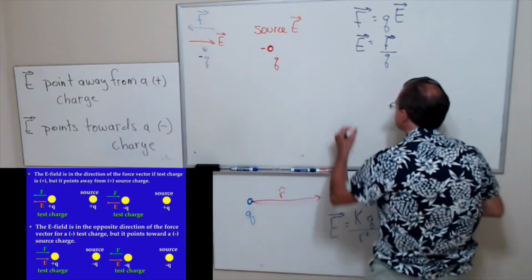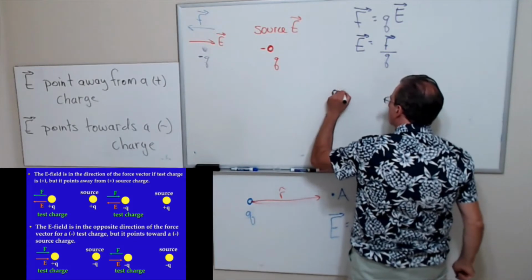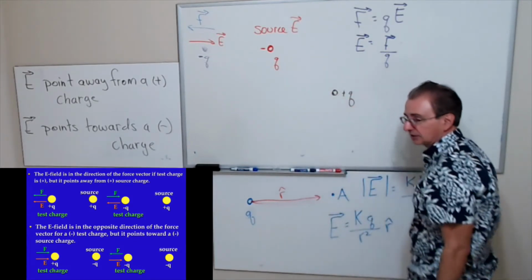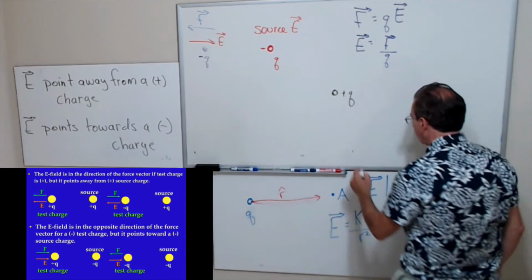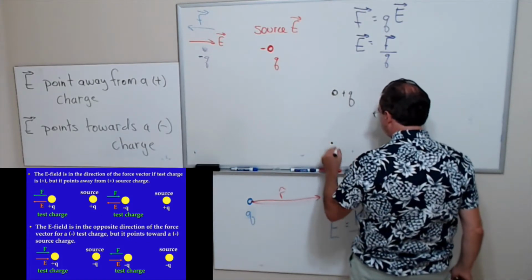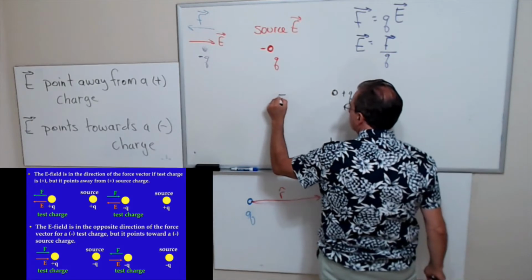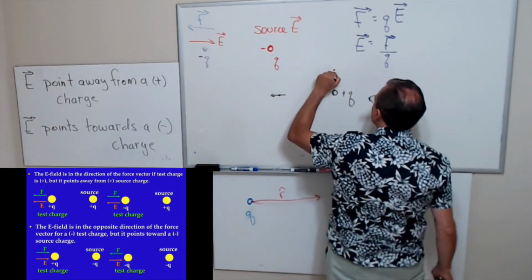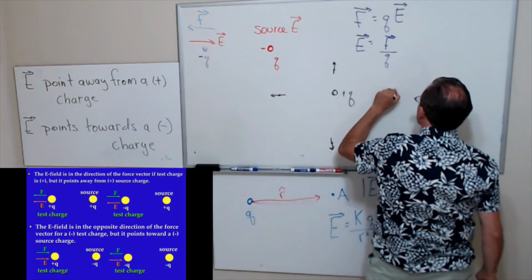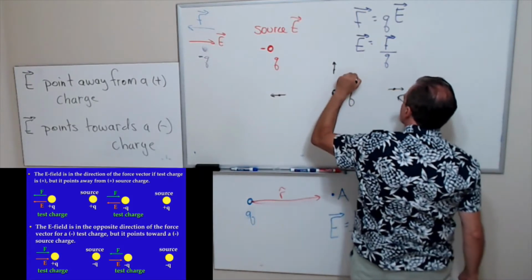So if I have a positive point charge, and I wanted to map out the field everywhere, let's say here, the field over here points like this, the field over here points like this, the field over here points like this, the field over here points like this.